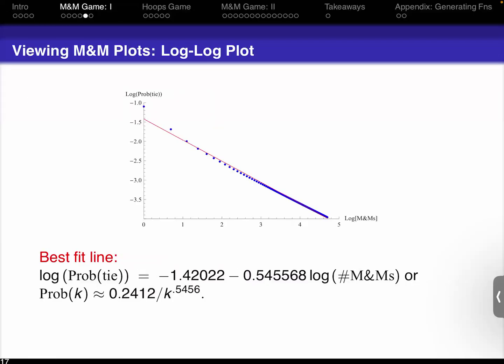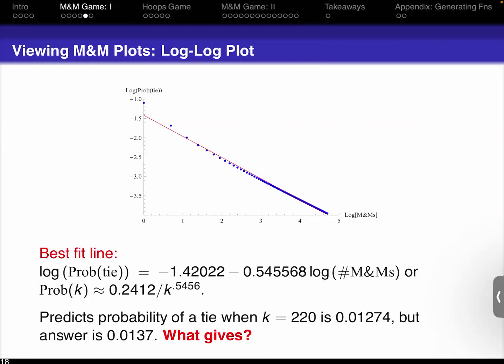We can calculate the best fit line. It's drawn over here. And the problem is, because of the method of least squares, if you have something that's a little bit off, that has a huge pull. And so I get my best fit line for the log of the probability of a tie versus the log of the number of M&Ms. And so when I exponentiate it, I get the probability of a tie with 2 people, fair coins, k M&Ms, is about 0.2412 divided by k to the 0.5426.